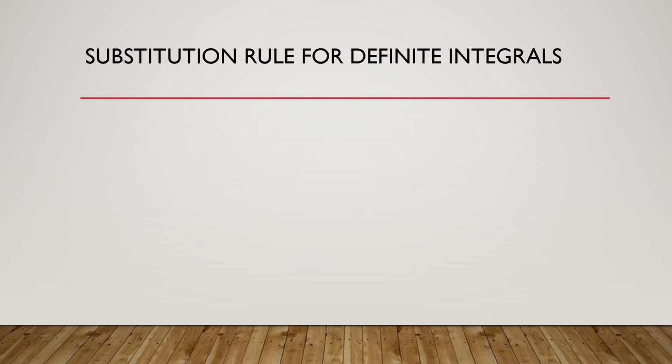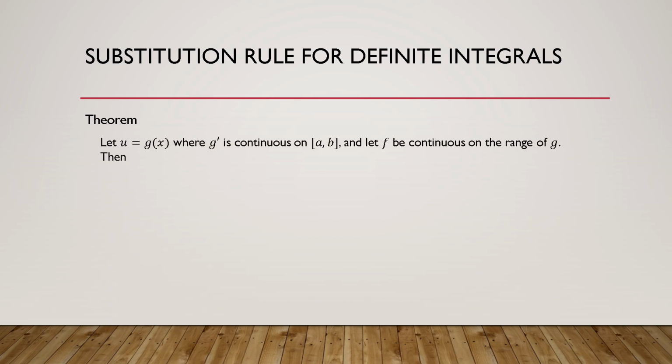The substitution rule also works for definite integrals. Let u equal g of x, where g prime is continuous on [a, b], and let f be continuous on the range of g. Then the integral from a to b of f of g of x times g prime of x dx equals the integral from g of a to g of b of f of u du.